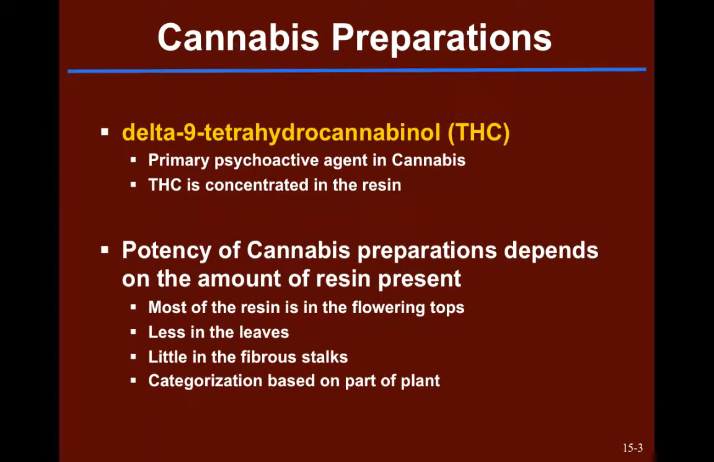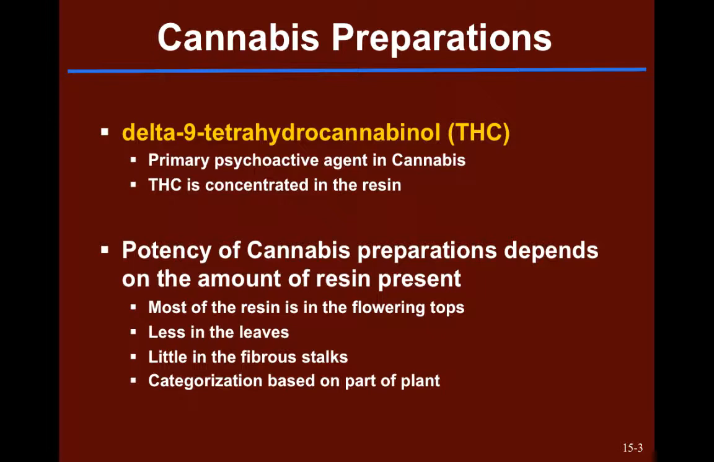When we start to talk about different cannabis preparations, we'll be talking about the concentration of THC in the product. So THC is the primary psychoactive ingredient in cannabis, and it's concentrated in the resin. So the potency of the cannabis preparation is going to depend on how much resin is present in the product that's being consumed. So the resin, or the sticky sap, is primarily concentrated in the flowering tops of the plants. We see less in the leaves of the plants and very little actually in the stalk of the plant. So depending on how much of those particular parts of the plant are included in the preparation, that will tell us how potent the cannabis preparation is.